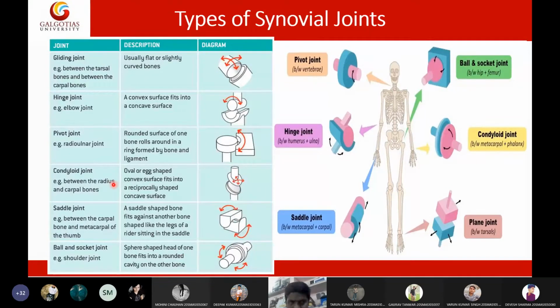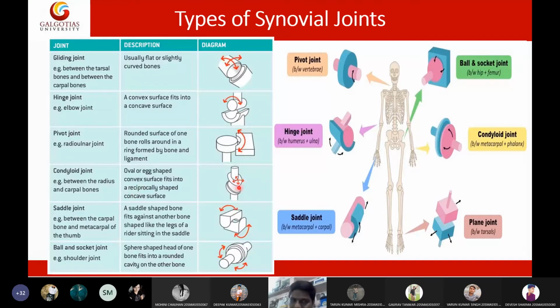Here they didn't mention the ellipsoidal joint. Ellipsoidal is just a modified form of a condylar joint. So in most of the textbooks, they are not classifying ellipsoidal as a separate joint because it is just a modified condylar joint. Okay, so these are the types of joints and these are the images.